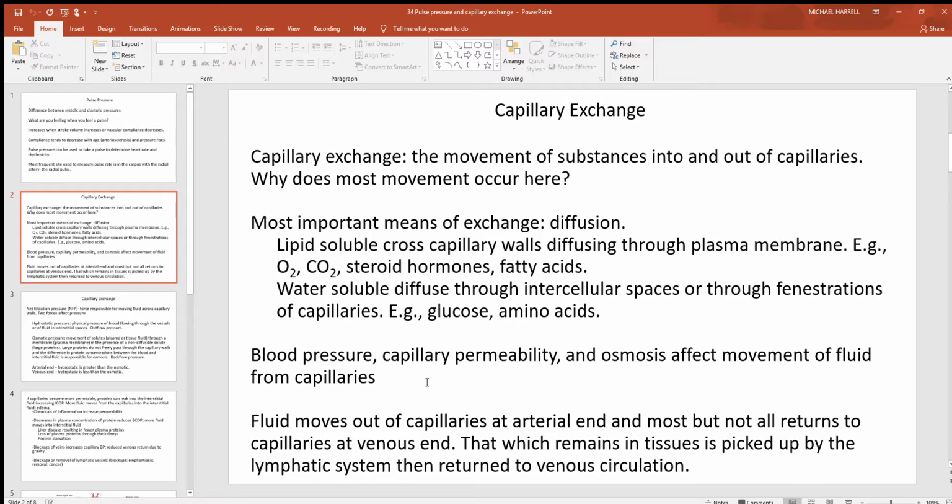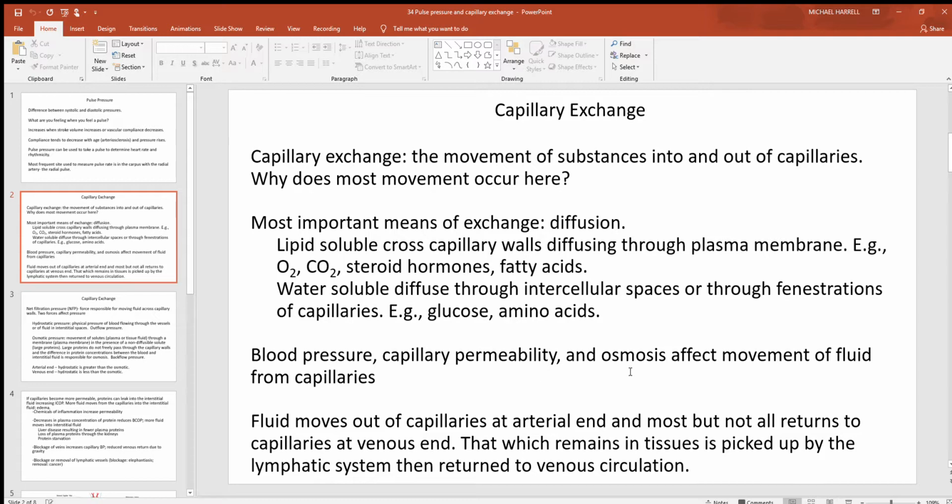What happens if the permeability of the capillary changes? Inflammatory chemicals will do this rapidly. Think about if you get damage to a tissue and these chemicals get released, you're going to see the blood vessel wall get more permeable. More material will move out of the blood into the tissue, and that's why it swells.